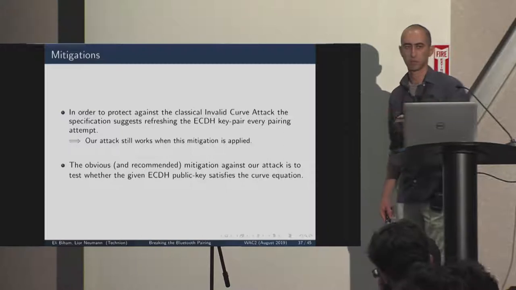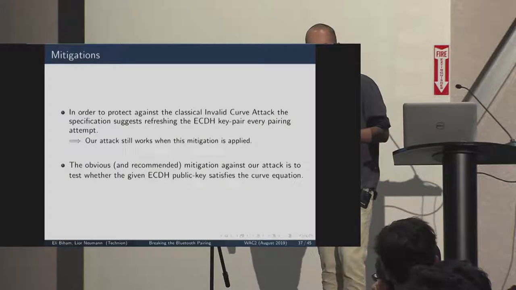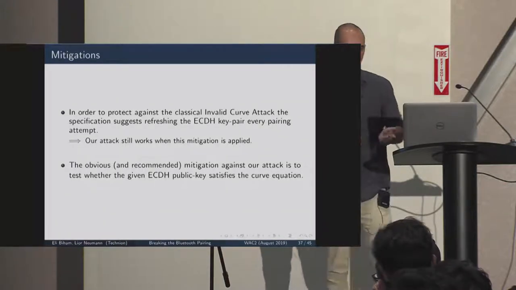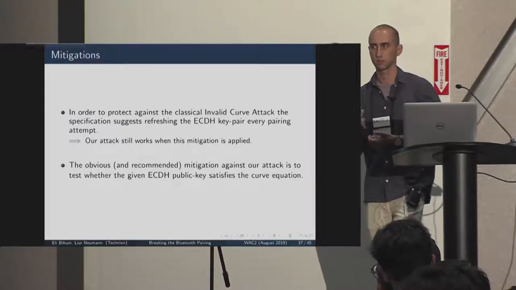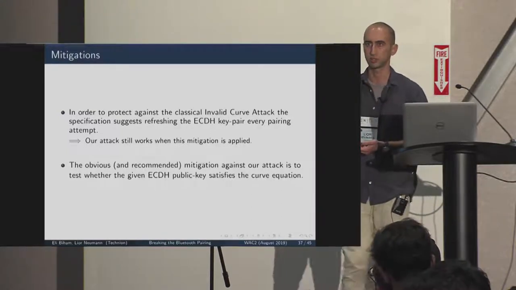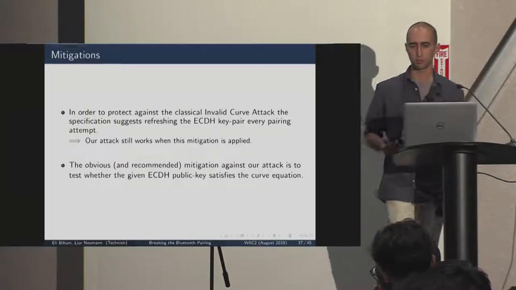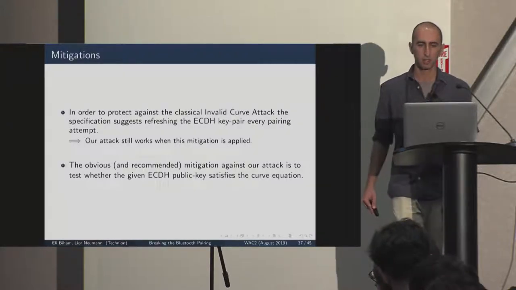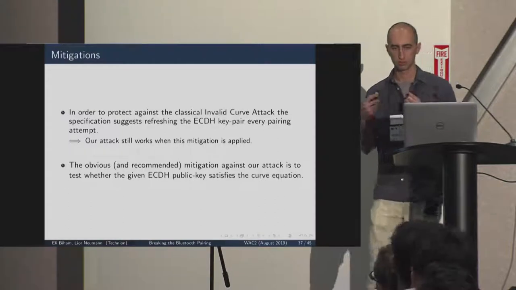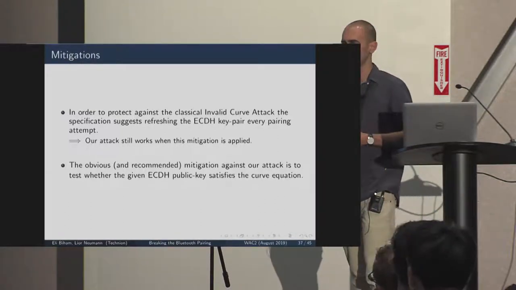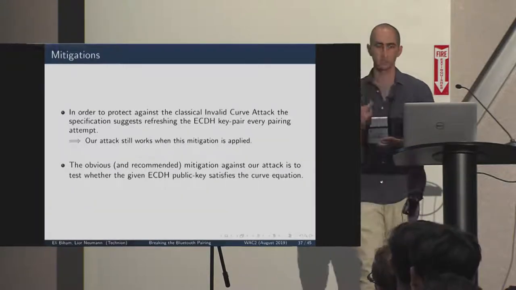I should also point out that the original mitigation that was suggested during the standardization, of refreshing the secret key every pairing attempt, does not apply to this attack at all. We don't rely on previous pairing attempts in order to extract information on the current pairing attempt, so this mitigation is irrelevant. And the obvious and recommended mitigation against this attack is to validate whether the given public key satisfies the curve equation. If you do this validation, this attack will be prevented.